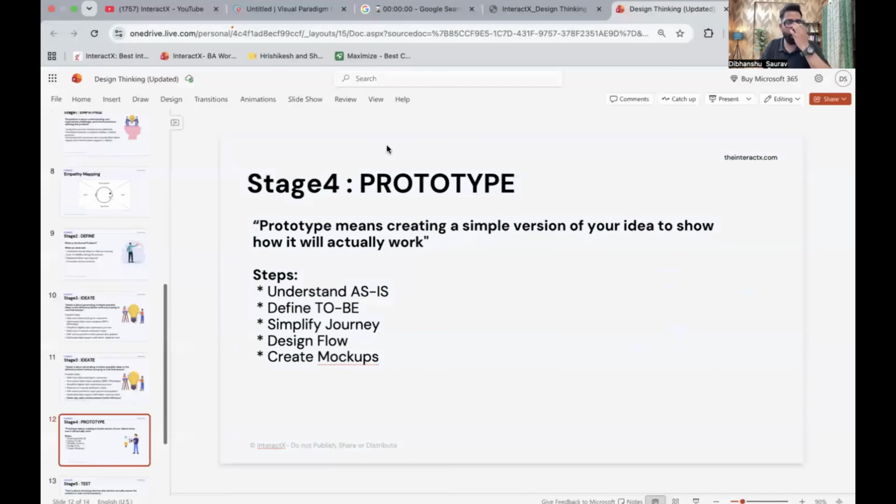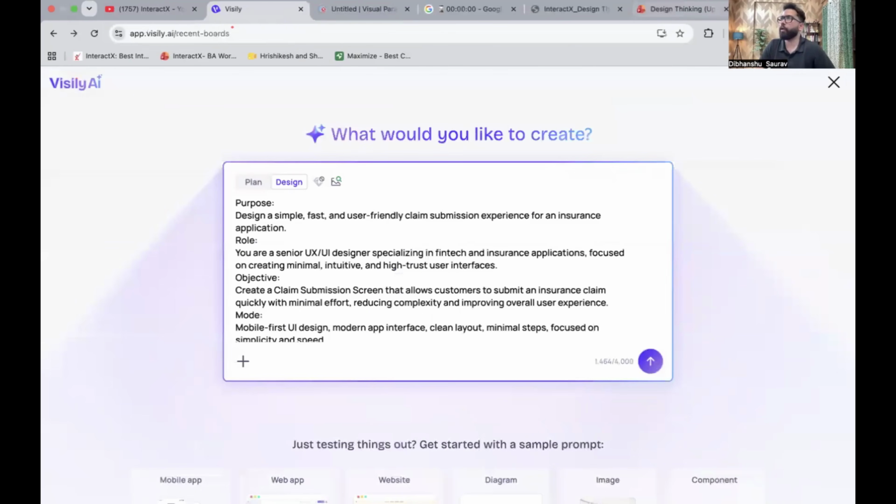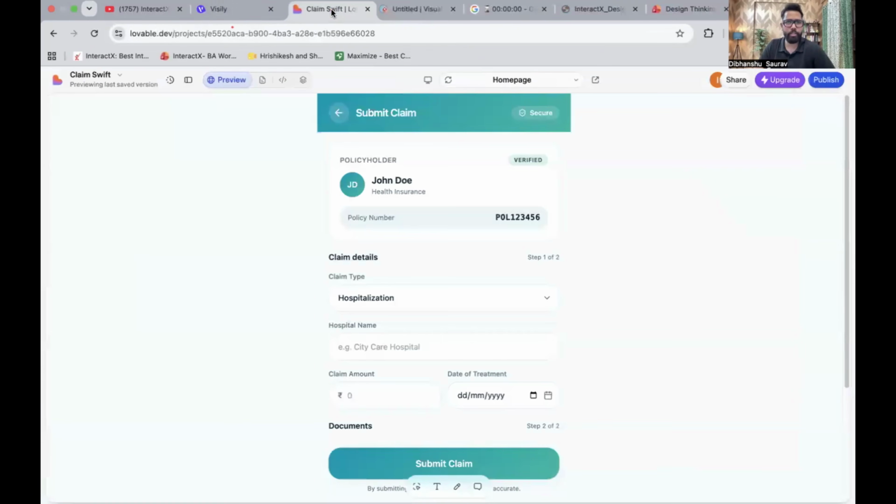So team, what we are trying to do now is whatever we are trying to discuss verbally, we want to give them a visual understanding. So what we are doing is, I'll just quickly use two tools. One is going to be Visily and one is going to be Lovable. So pretty much I'll just take some time.